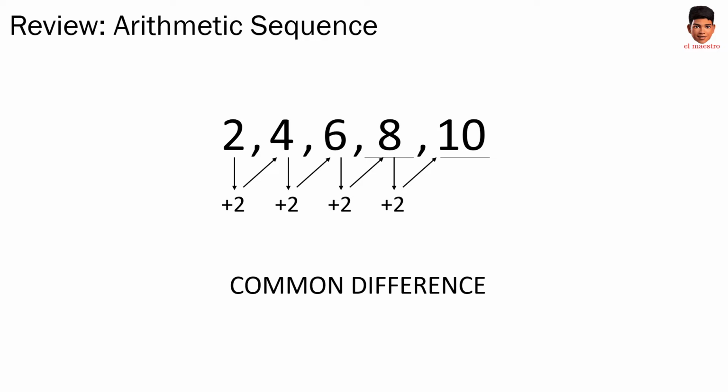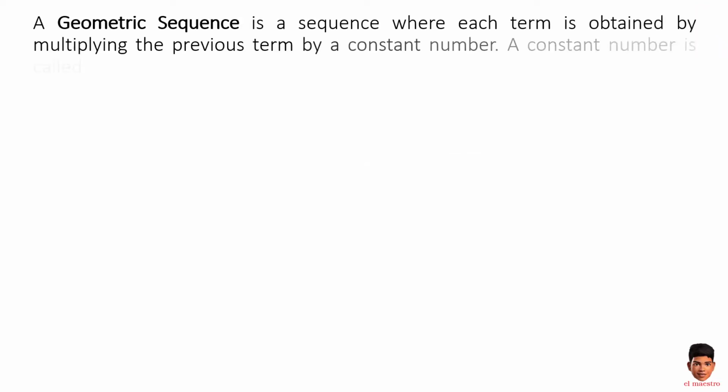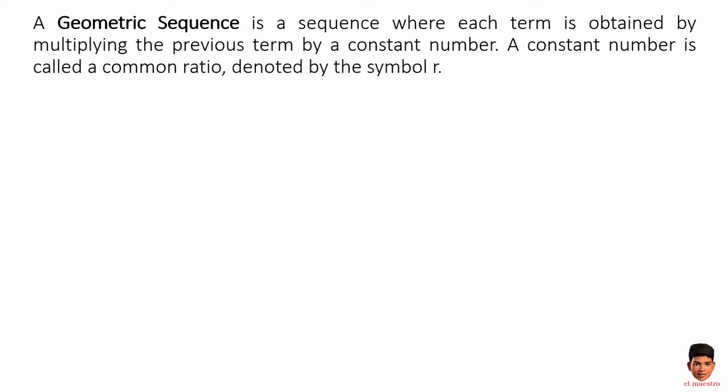If na-remember nyo pa, this is how we do arithmetic sequence. We add a common difference to every number para makuha natin yung next number. But in geometric sequence, iba. A geometric sequence is a sequence where each term is obtained by multiplying the previous term by a constant number. A constant number is called a common ratio, denoted by symbol R.